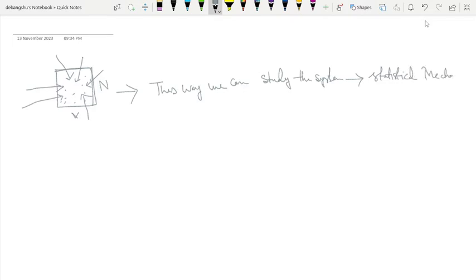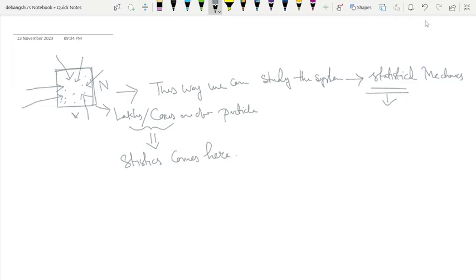Statistical mechanics, this study. And why did the name statistical come here? If you do this type of study, there are lakhs, crores of particles. If you want to study lakhs and crores of particles, it's very difficult, and there is so much calculation. So statistics comes here.